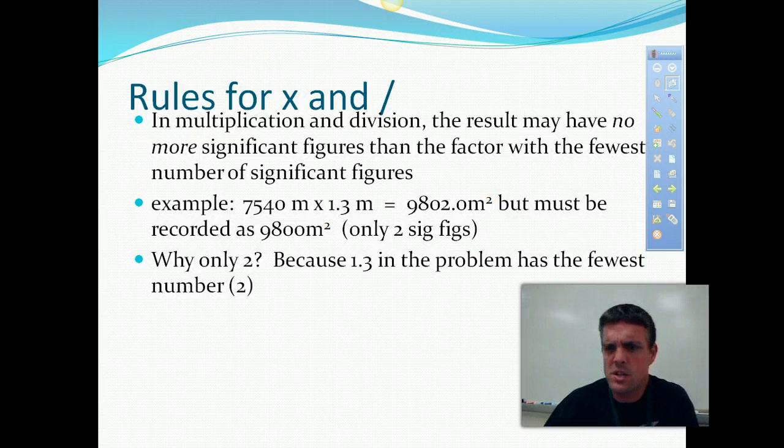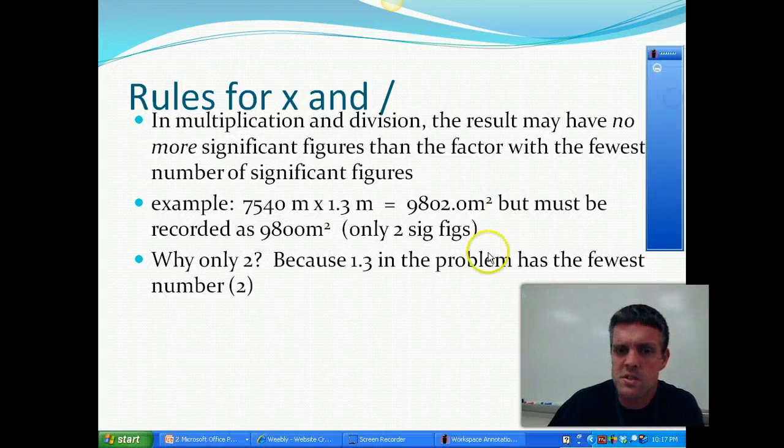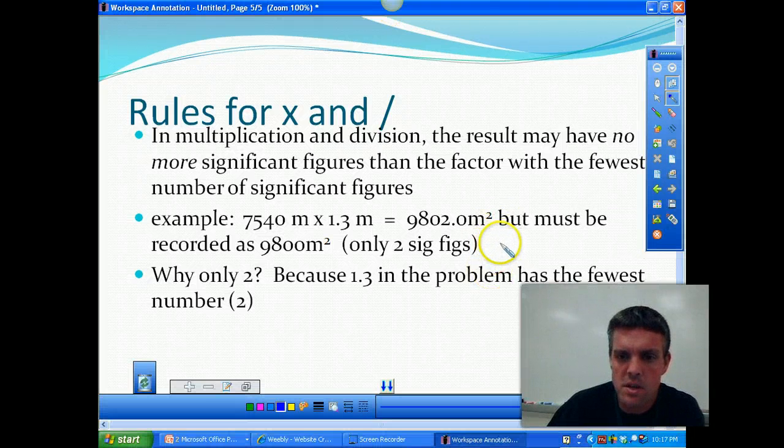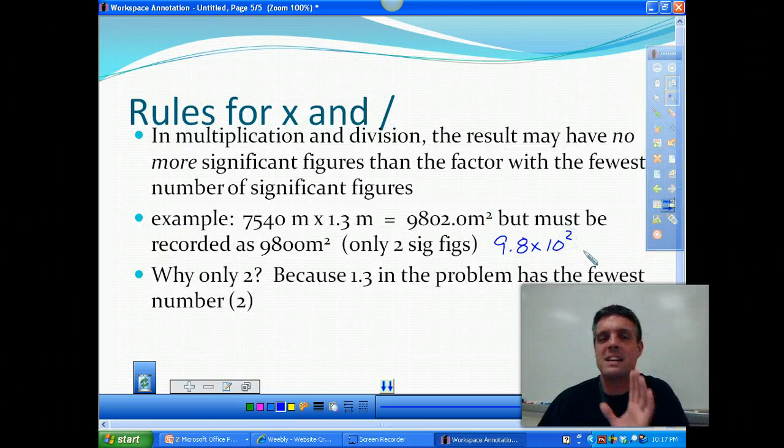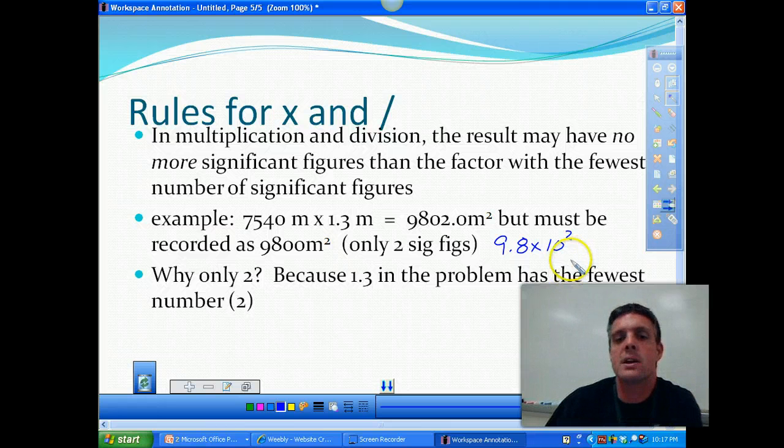One other way that you can do this one, and bear with me for a second, is this could also be written as 9.8, and I move the decimal place twice. So you could have it as 9.8 times 10 to the 2nd, and that we call scientific notation, and that's a better way of writing out an answer, especially when you start to get lots of zeros. So that's up there for a second. Jot it down as a better way to write an answer for that problem.